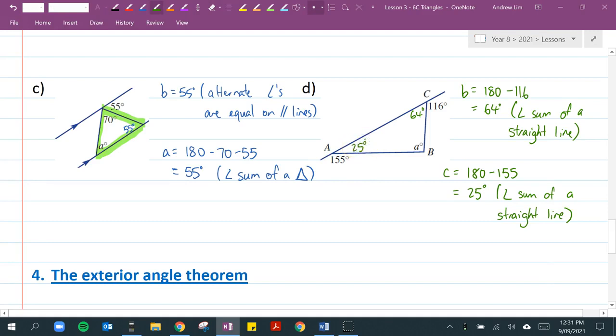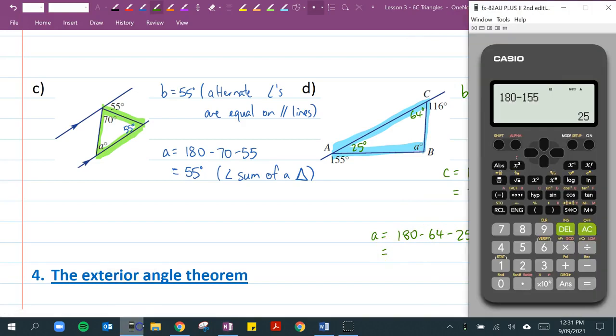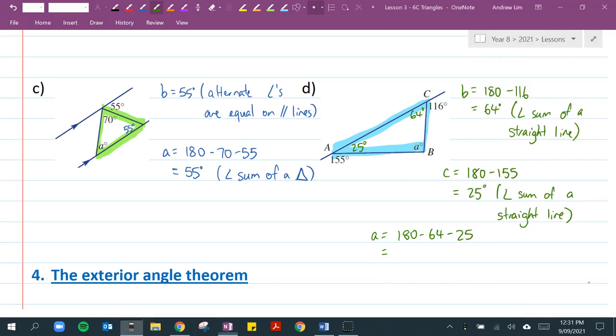And now I can work out what A is equal to. Here's my triangle. They all add to 180 degrees. So I'll start off with 180 and I'll minus what I do have. I've got a 64 and I've got a 25. Let's see what that equals. 91 degrees. So A is equal to 91 degrees. What's my reason? Angle sum of a triangle, because that's what I used.